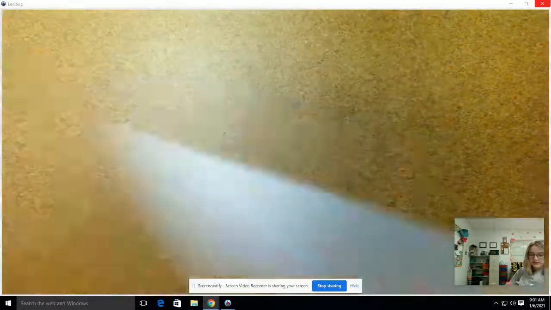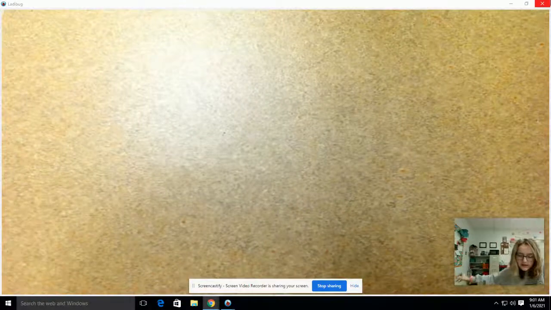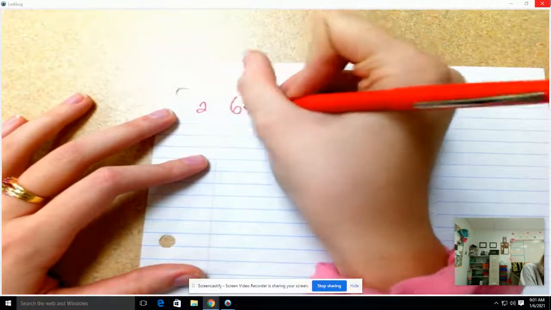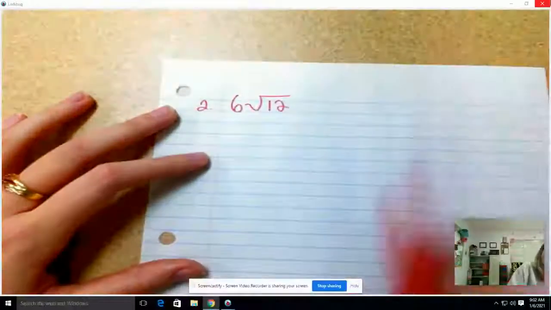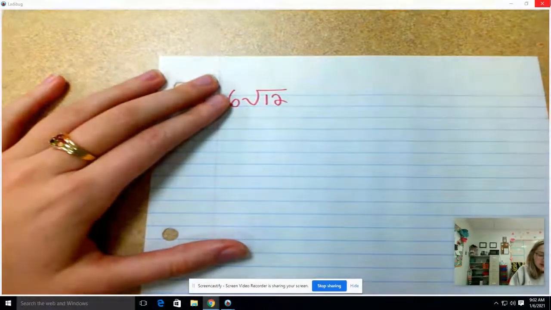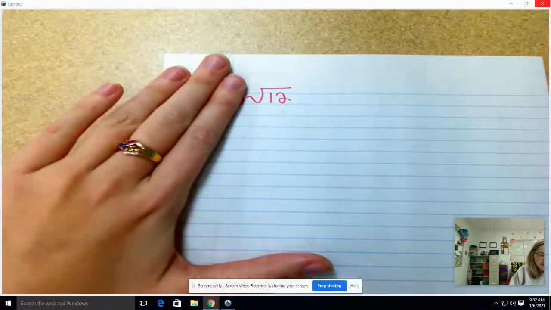All right, let's do another example. Let's do a different one. We will do example 2. That's going to be 6 radical 12. So sometimes you're going to have coefficients out here in front of your radical. You're not going to worry about those until the very, very end.